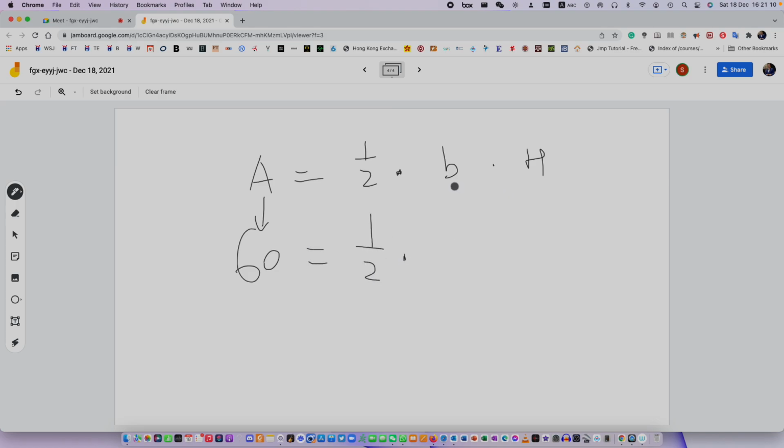So the base is what? The base is 20, right? Yeah. Okay, so you just sub in, and then the height is h. So you need to find h from this thing. Okay, how do you find h from this? Okay, 60 is 60. Half times 20 is 10. So 10 times h is 60. How do you do this question?